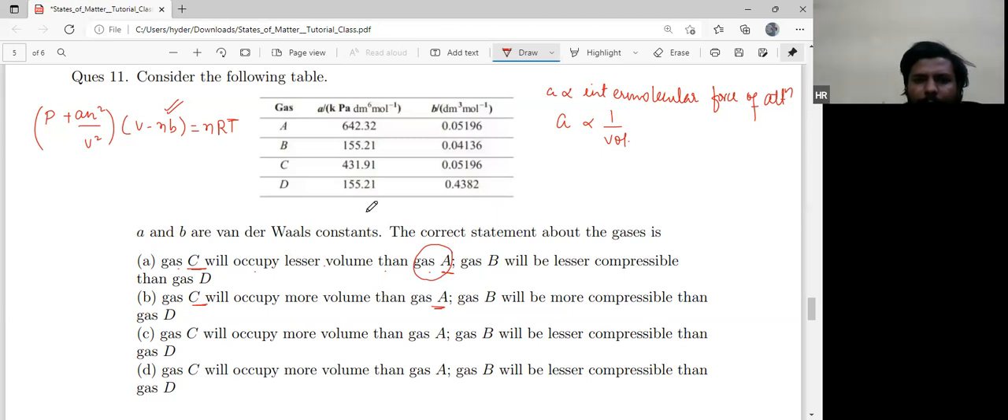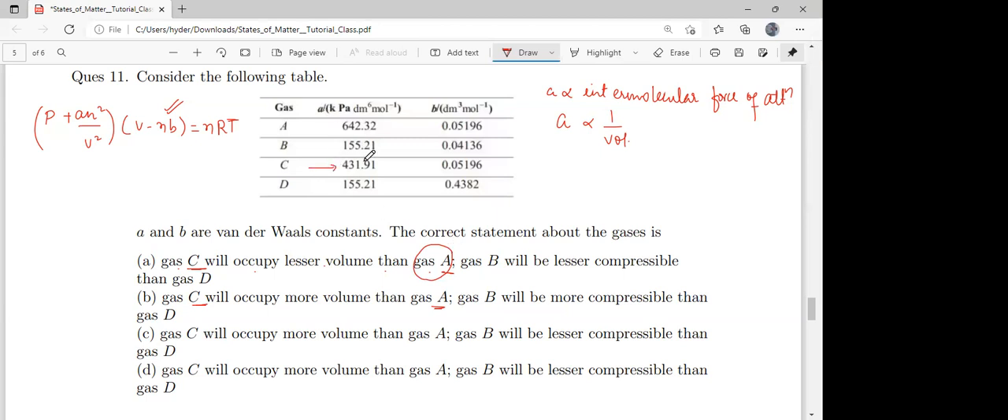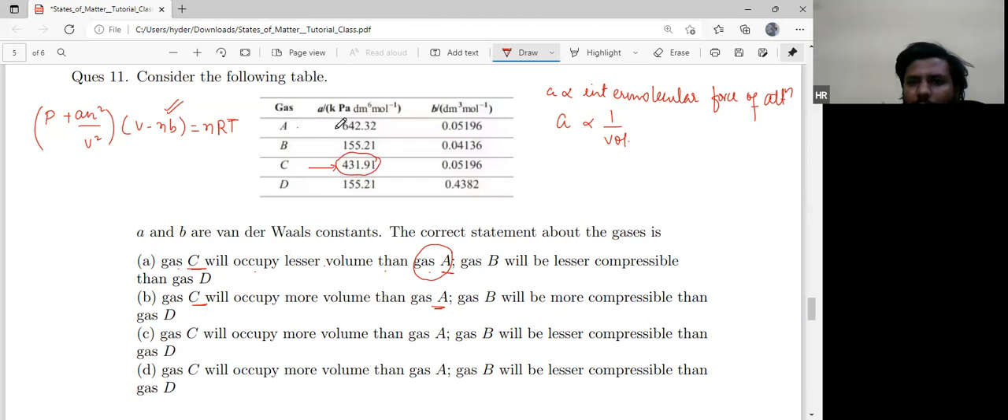No. Because the value of small a for C is lesser than the value of small a for A. Basically, here a is more for A. That means volume will be less, right or not? And here a is lesser than this. That means volume is greater. That means C will occupy more volume than A. Is that clear? Yes, sir.